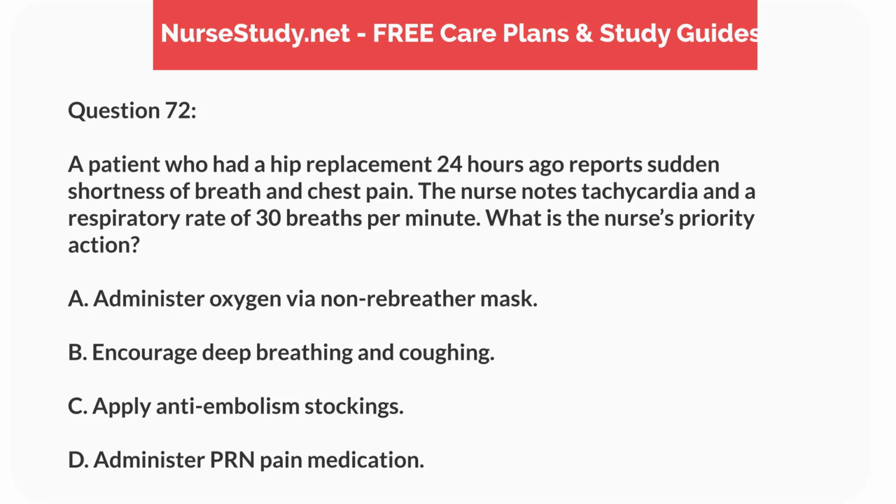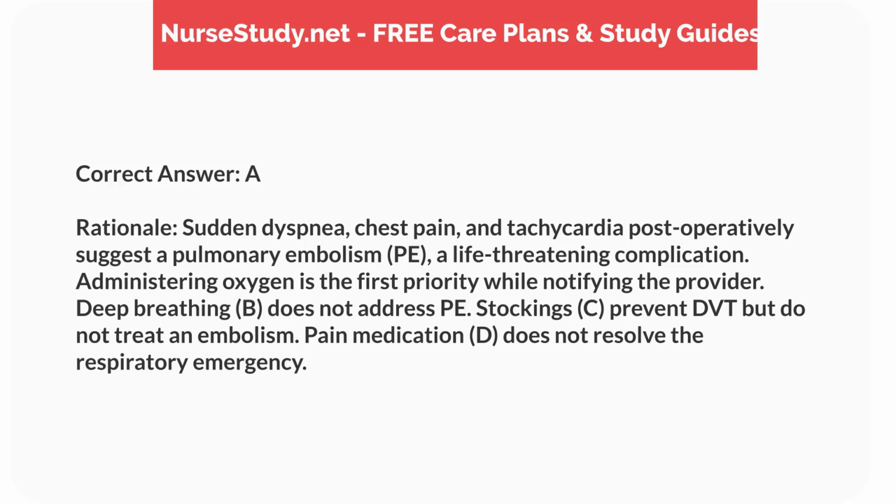Question 72. A patient who had a hip replacement 24 hours ago reports sudden shortness of breath and chest pain. The nurse notes tachycardia and a respiratory rate of 30 breaths per minute. What is the nurse's priority action? A. Administer oxygen via non-rebreather mask. B. Encourage deep breathing and coughing. C. Apply antiembolism stockings. D. Administer PRN pain medication. Correct answer, A.